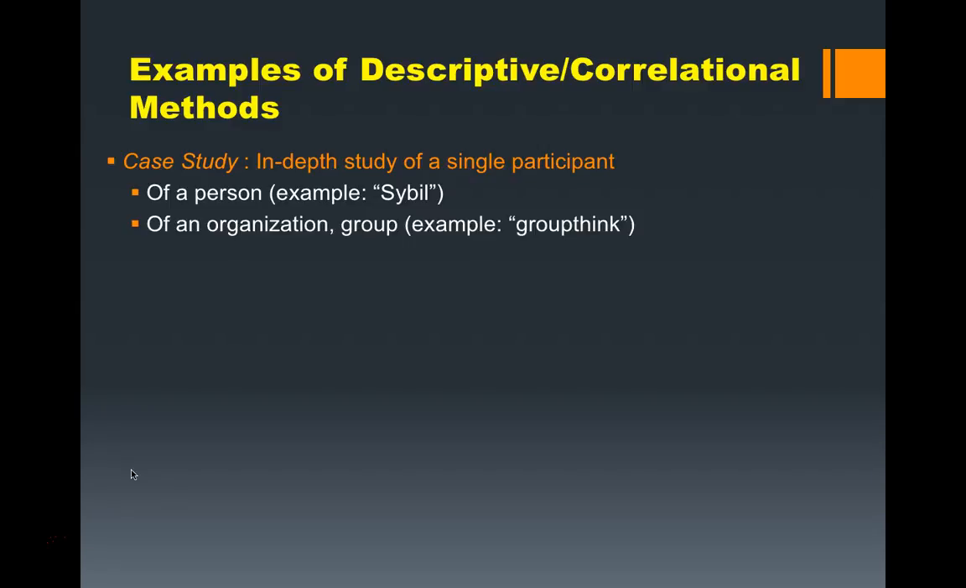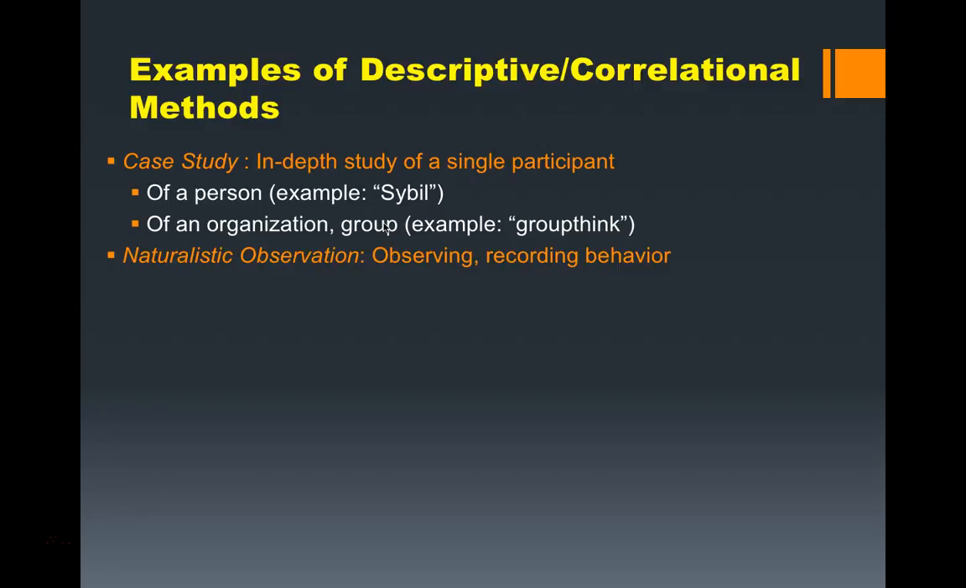But there can be a case study of an organization or of a group. The whole idea of groupthink, what happens to decision-making groups under certain circumstances, was first understood by studying President Kennedy back in the 60s and his cabinet and some of the decisions they made, and what went wrong with those decisions and perhaps why, in terms of the dynamics of the group. That would be a case study.